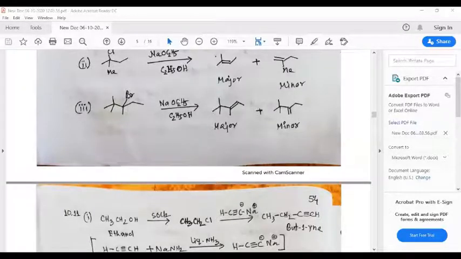So when sodium ethoxide removes a proton from this beta position, this is the alkene that is formed. When sodium ethoxide removes a proton from this methyl group, then this is the alkene that is formed. So this is the major alkene and this is the minor alkene, because this is more stable and this is less stable.